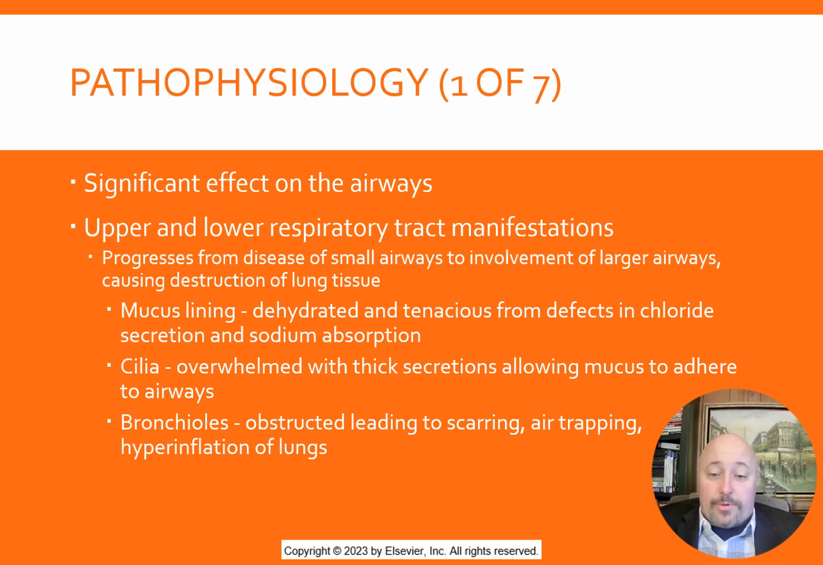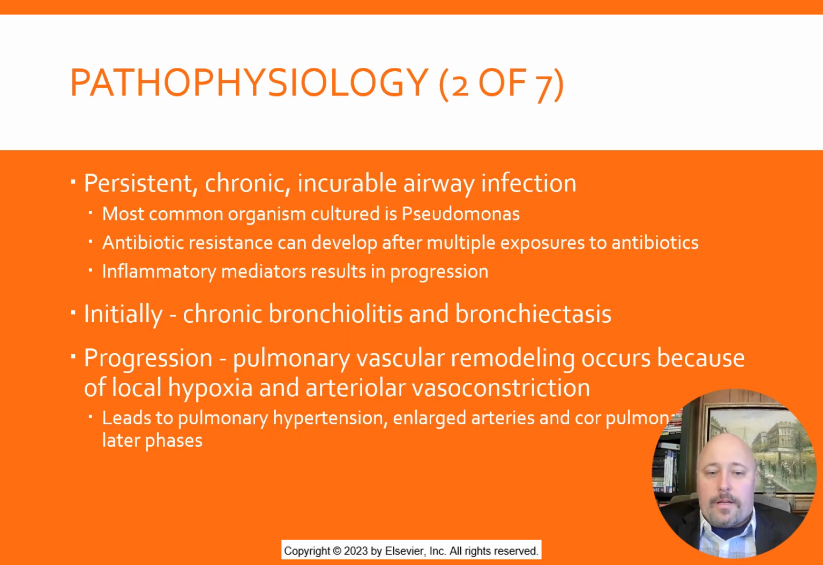Upper and lower respiratory tract manifestations include that mucus lining being dehydrated and tenacious from defects in the chloride secretion and sodium absorption. The cilia are then overwhelmed with thick secretions, allowing mucus to adhere to airways, and the obstructed bronchioles lead to scarring, air trapping, and hyperinflation of the lungs. The pathophysiology is a persistent, chronic, incurable airway infection. The most common organism cultured is Pseudomonas. Antibiotic resistance can develop after multiple exposures to antibiotics, and inflammatory mediators can also result in that progression.